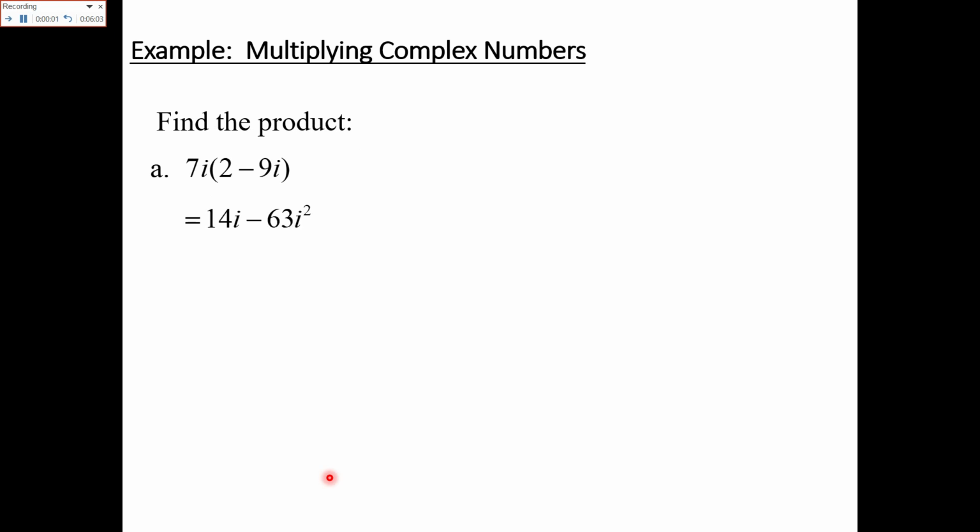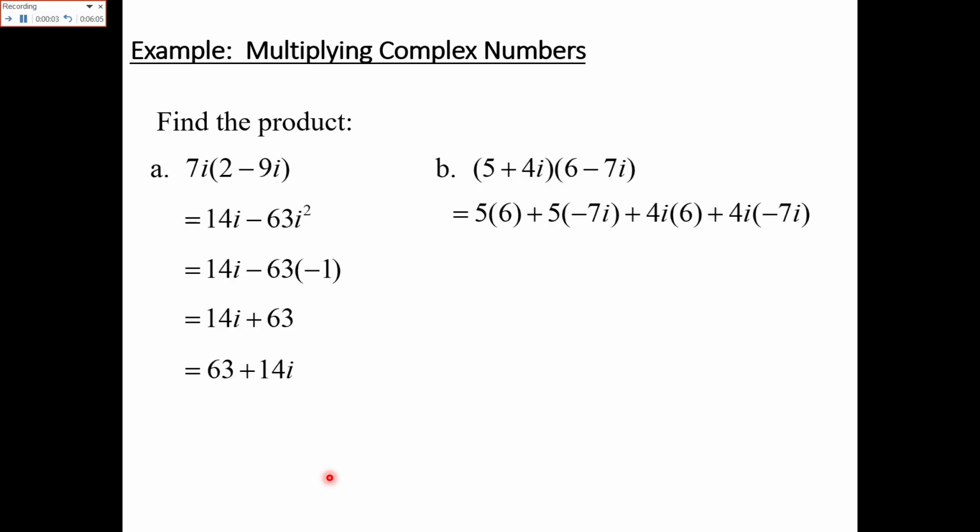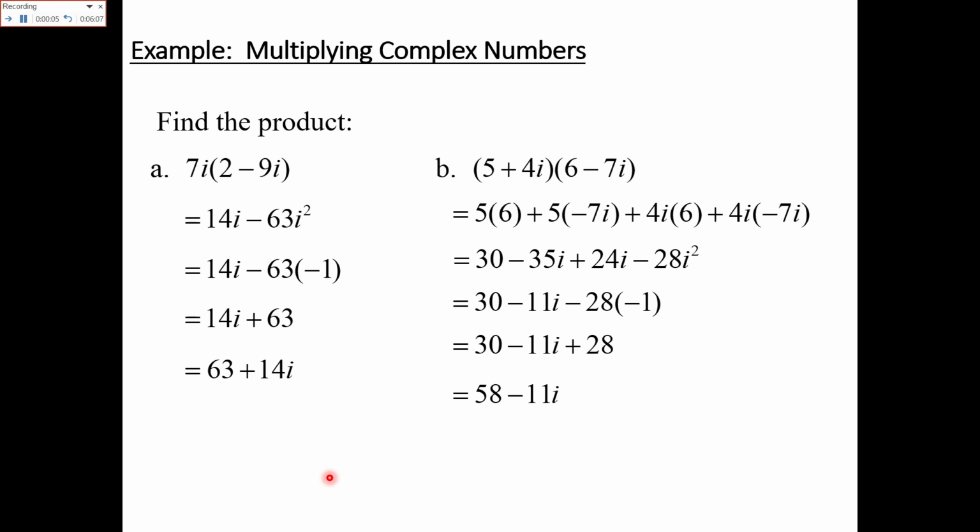Now the multiplication. Here is an example. You have to multiply 7 iota with 2 iota minus 9. So that will become 14 iota square minus 9 multiplied by 7, that will become 63 into iota. Iota square equals minus 1. So the final answer is 63 plus 14 iota.